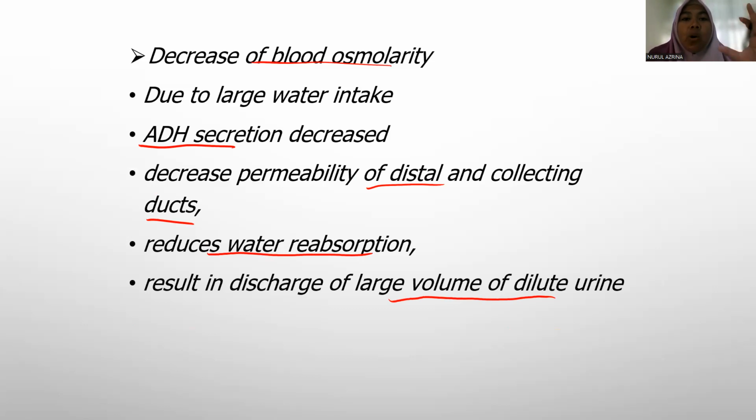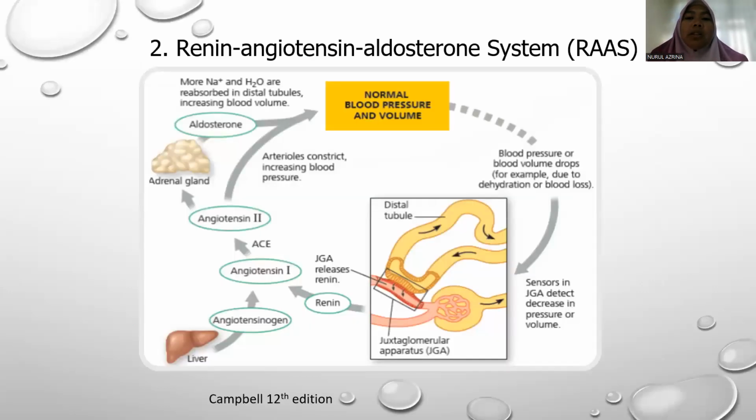Okay, so you can see hormones regulate the reabsorption of water in the kidney depending on the situation. So that's it for ADH regulation. Okay, now let's see the renin-angiotensin-aldosterone system. Remember, it is related to the changes in blood pressure and also blood volume. So what is the situation?